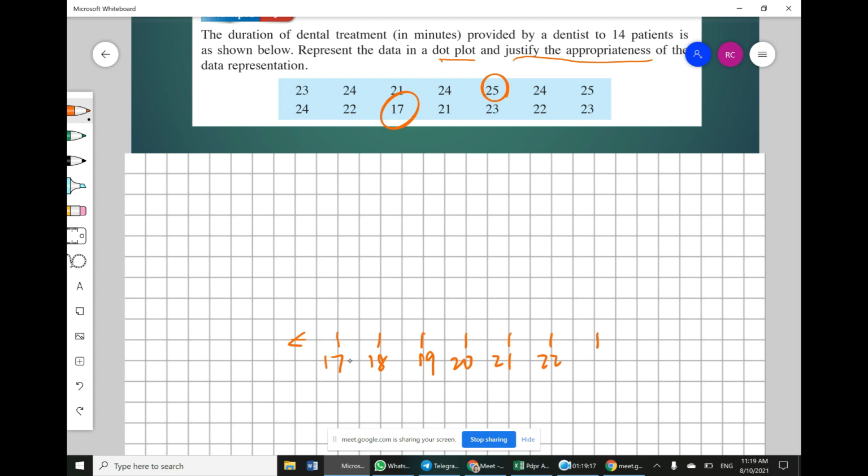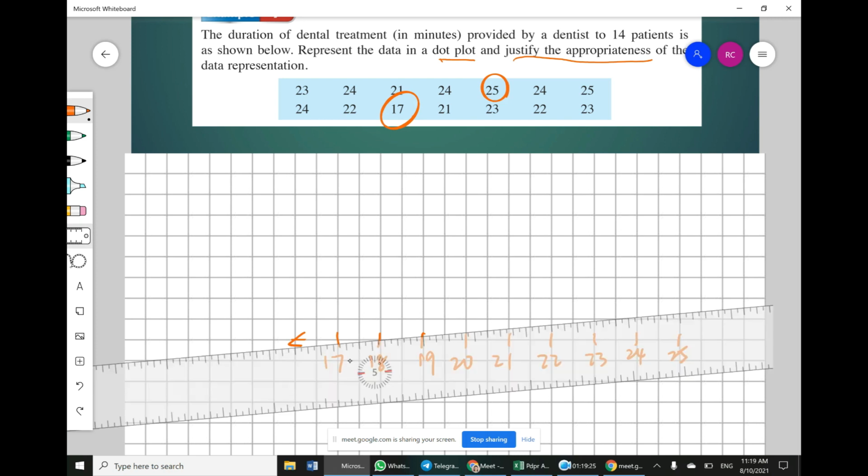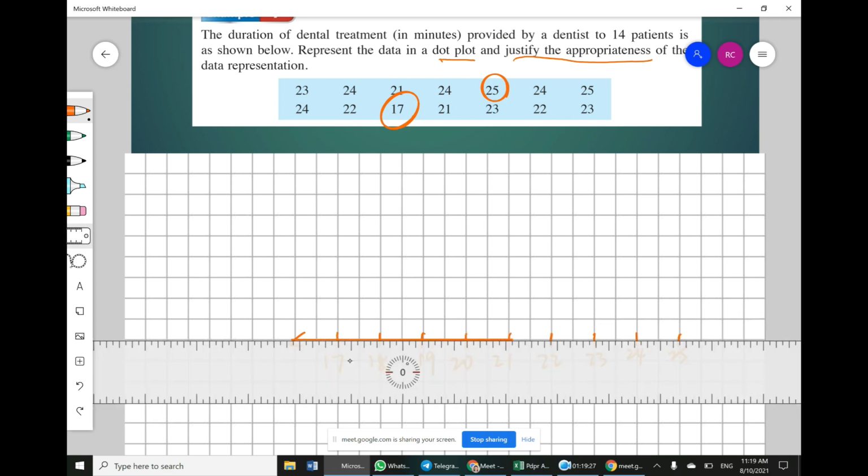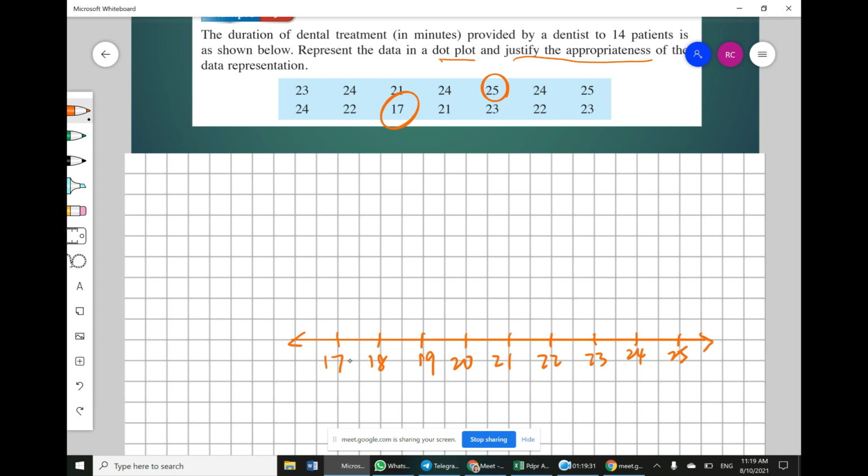It must be on top of the line, 23, 24, 25. Okay, I need to redraw my line here. Done. Arrow. So I have done already. The next thing we are going to plot. So when you are plotting, you start and then you cancel the number that you have done. For example, 17. Only 1 17, right?